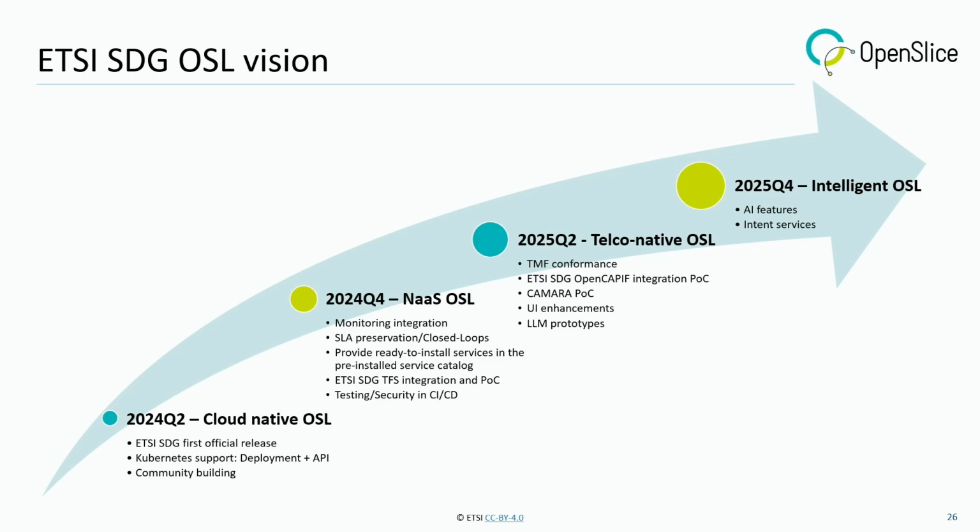Some UI enhancements are expected, of course, and this will be the transition towards AI, or at least I would call it towards intelligence, because we will aim to also incorporate some LLM prototypes in OpenSlice. And last but not least, the last release of next year will aim towards the real intelligent OpenSlice. We'll incorporate more AI features, and also we'll have services based on user intent, both at northbound and southbound.